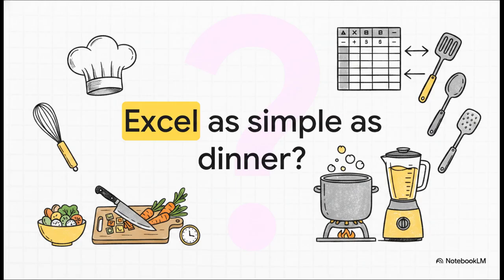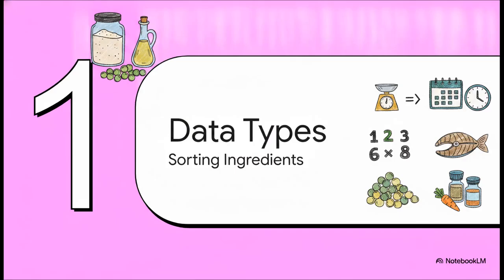In this digital kitchen, your raw data, the numbers, the names, the dates you type in, those are simply your ingredients. And the formulas and functions we're going to explore today, well, those are your prep tools, your ovens, and your blenders. When you start thinking of data as ingredients just waiting to be prepared, the entire program suddenly makes perfect, intuitive sense. All right, let's get started with Section 1, Sorting Your Ingredients, Data Types.